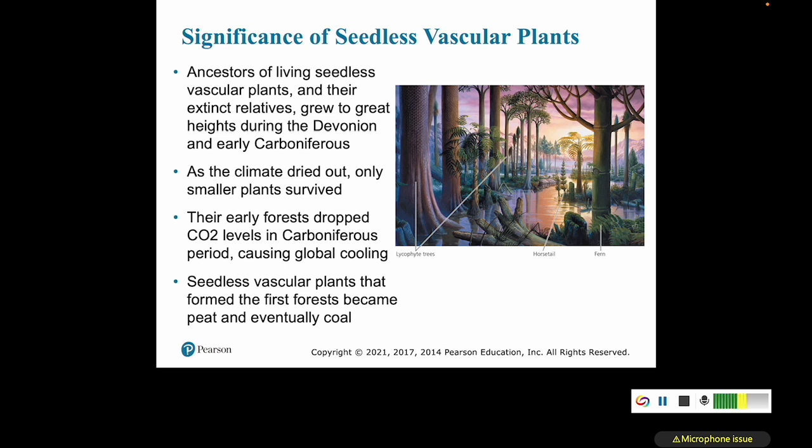However, in their early forests, as they developed into forests, they dropped the carbon dioxide levels, which led to global cooling. And the seedless vascular plants that formed the first forest eventually became peat, which eventually turned into coal.